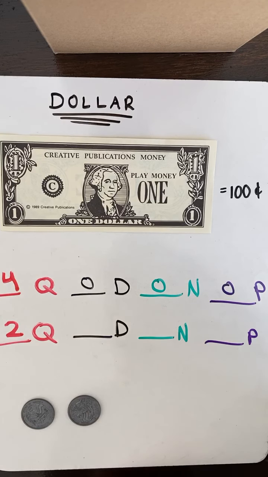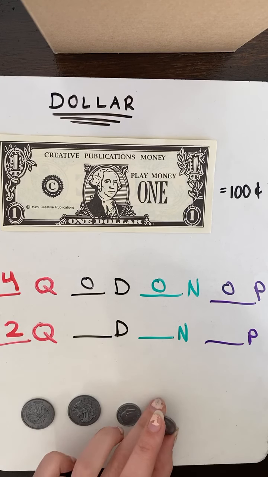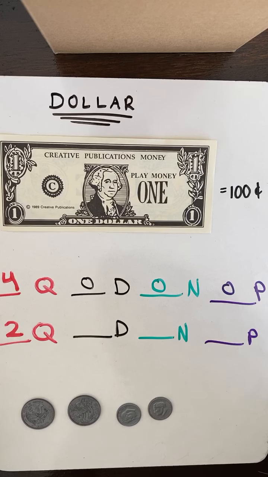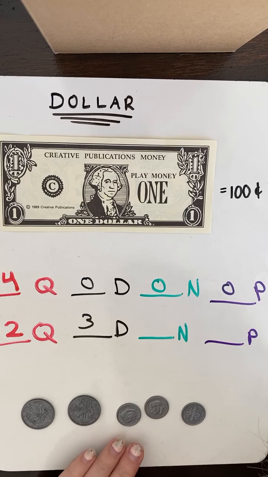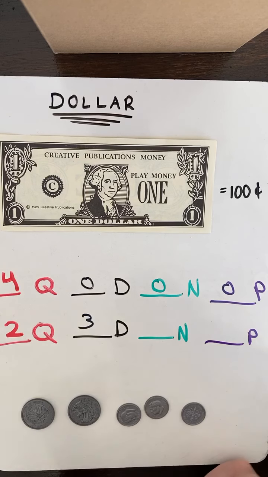How many dimes could I maybe do? I could do all the dimes it takes to get up to 100. 25, 50, 60, 70, 80. But I'll stop at 3. I'll say 3 dimes. So now we're at 80.